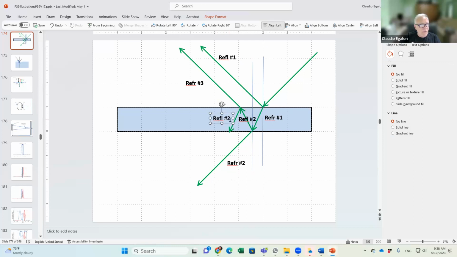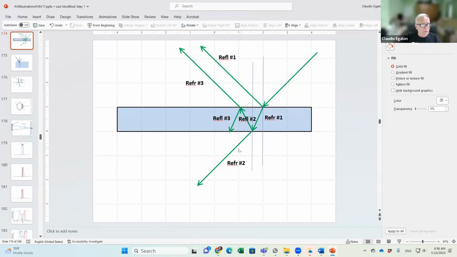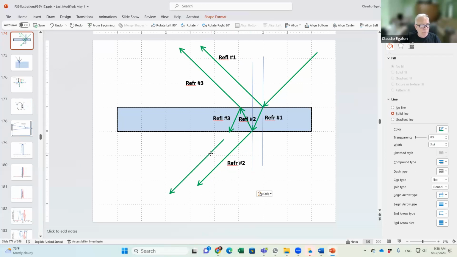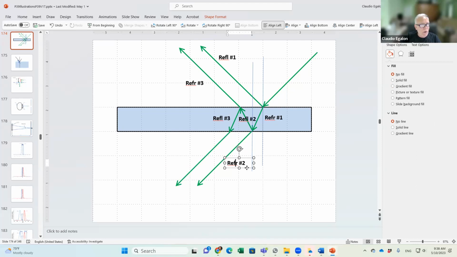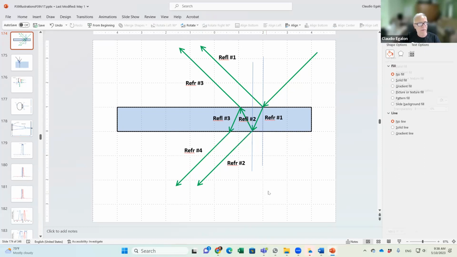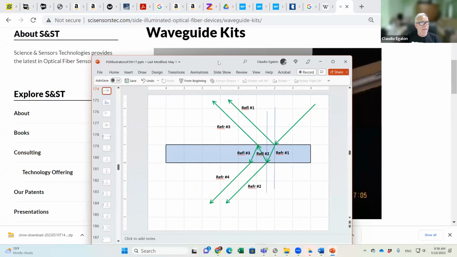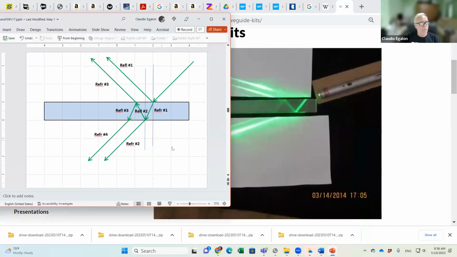That's what you see in that picture. And don't forget, you're going to have my refraction number 4. Refraction number 4 right here. Let's see if we can compare that side by side. Okay, here the laser is a little bit shallower than this one, right? But refraction, reflection, reflection, reflection, refraction, refraction, refraction, refraction. Oh, like that.